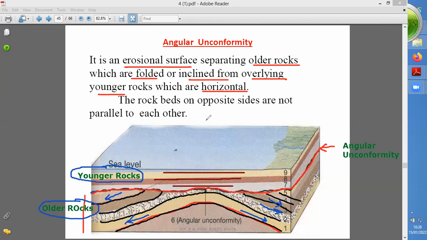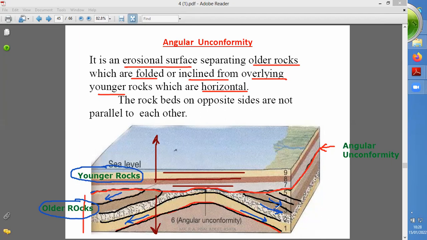And what is the other important thing? The rock beds on opposite sides are not parallel to each other. Now which are the opposite sides? This is the angular unconformity, which is marked with the red line, and the opposite side rocks mean these top rocks and these bottom rocks. When you look at the orientation, the younger rocks are horizontal and the older rocks are inclined. That's why they are not parallel to each other.